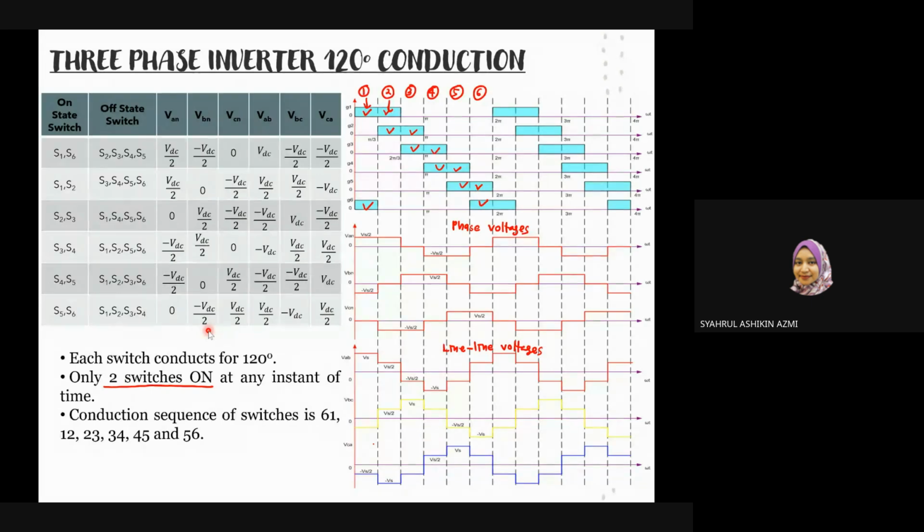Right, so we will first go on to the second control mode for three-phase inverter, which is what we call 120 degree conduction. Previously, we had three-phase with 180.